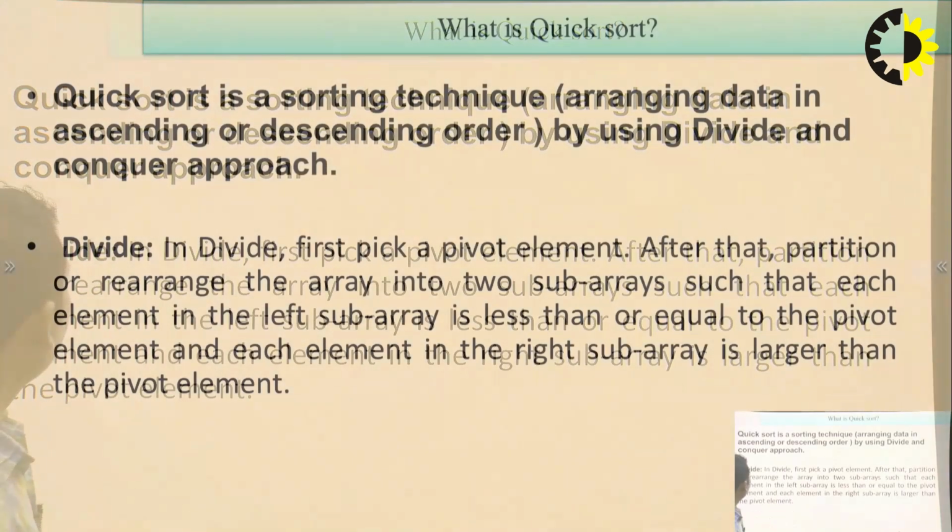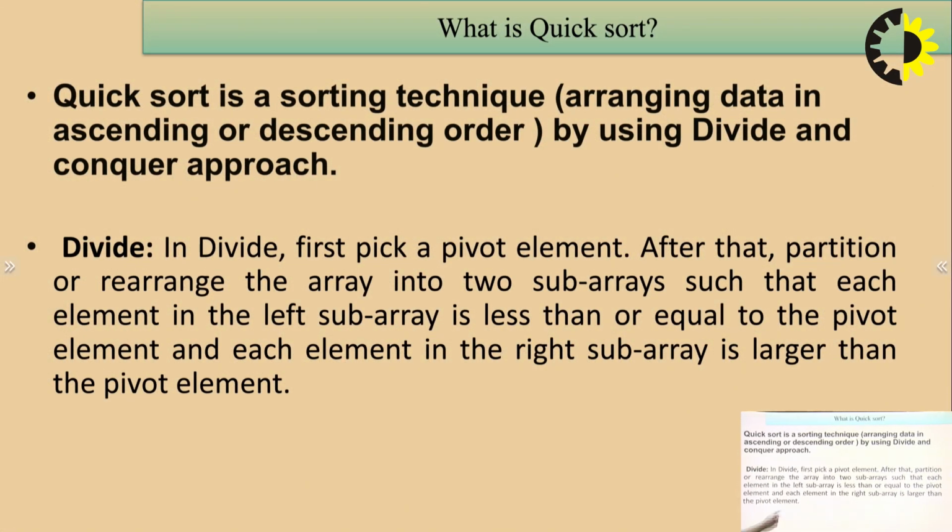Before that, what is divide? In divide, first pick the pivot element. We choose an element around which all the elements are sorted accordingly. So we will see later. After that, partition or arrange the array into two subarrays such that each element in the left subarray is less than or equal to the pivot element and each element in the right subarray is larger than the pivot element.